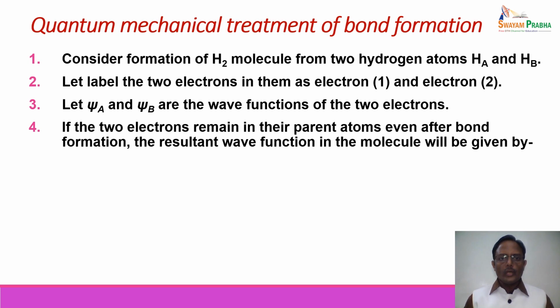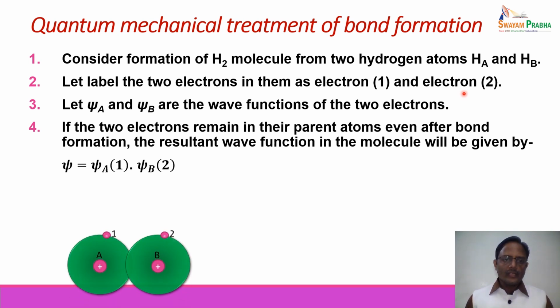Now, if the two electrons remain in their parent atoms even after bond formation, then the resultant wave function of the molecule will be given by psi, which is psi resultant, equal to psi A with electron number 1 into psi B with electron number 2. This situation can be shown diagrammatically like this. This is the HA atom, this is the HB atom, this electron is still lying with atom A and this electron is still lying with the second atom, even after formation of the bond, even after overlapping.